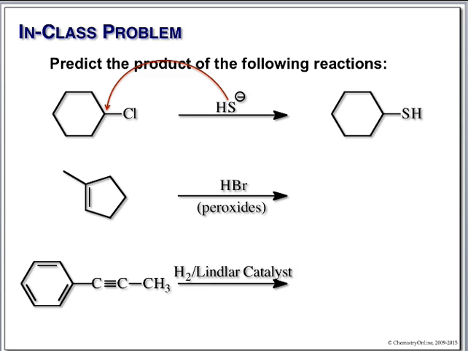This gives us anti-Markovnikov alkyl bromide. Markovnikov carbon would be the tertiary, so this is the anti-Markovnikov carbon, and we simply make the alkyl bromide.